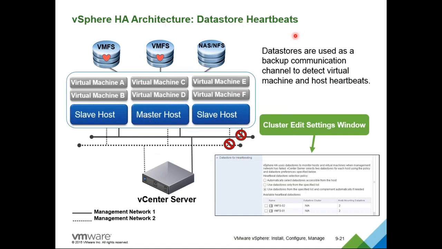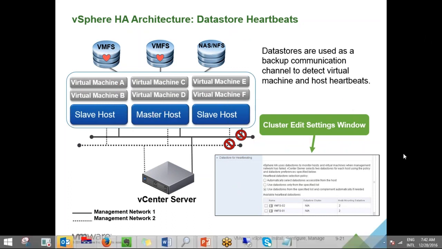The next one is data store heartbeats. In earlier versions 5.0 and 5.1, you do not have the data store heartbeats feature in your vSphere HA architecture. But from 5.5 and 6.0 onwards, you have data store heartbeats available in your HA architecture. Based on data store heartbeats availability, your HA will function. So let's read this. Data stores are used as a backup communication channel to detect virtual machine and host heartbeats.